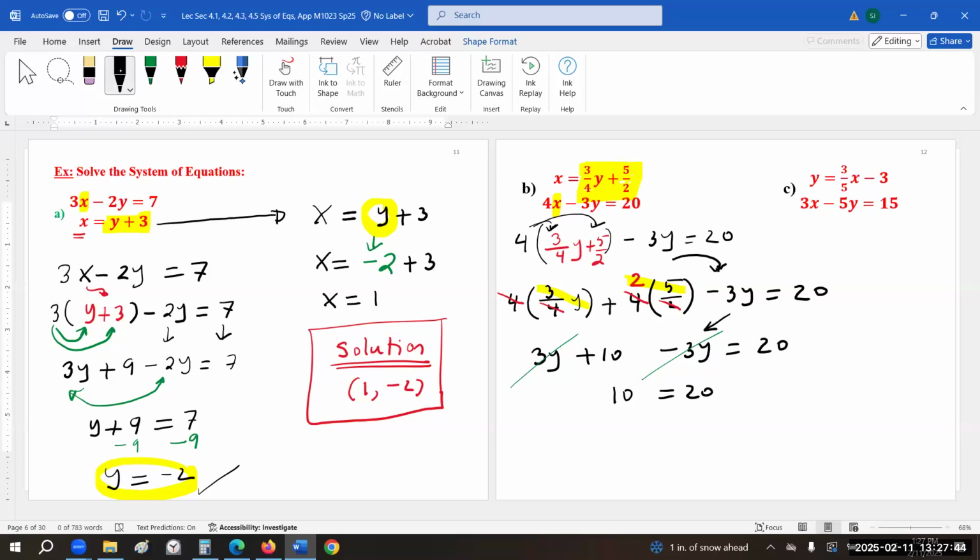Now, when all the variables cancel out, you have to ask yourself, the two numbers we got, are they the same or different? Are 10 and 20 the same number? No, right? So this is a false statement. 10 is not equal to 20. They gave us something false.